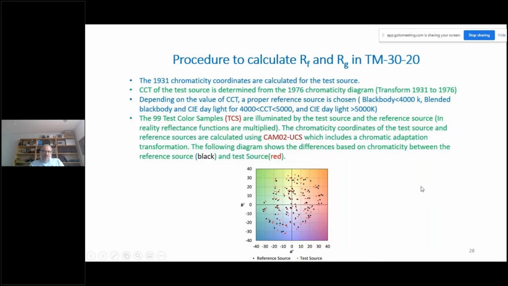Then you would illuminate these 99 test color samples to get their chromaticity, and you also have to do a transformation to this new color coordinate system, CAM02-UCS, which has A prime and B prime as its variables and could be positive or negative in both axes. So you could see that you get a bunch of red dots, which represents the test source, and a bunch of black dots, which represents the reference source.